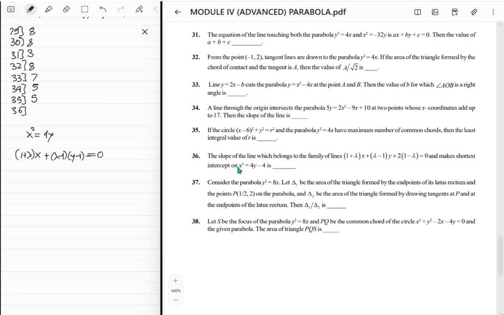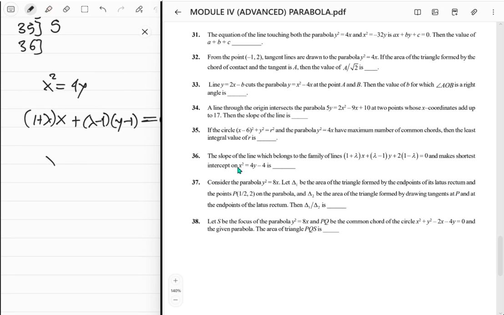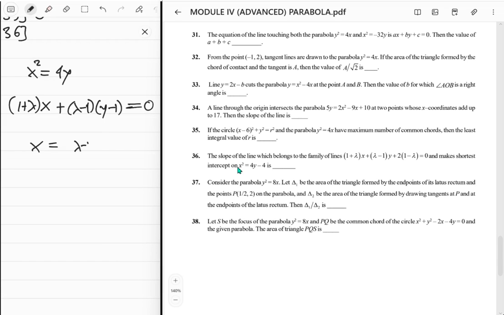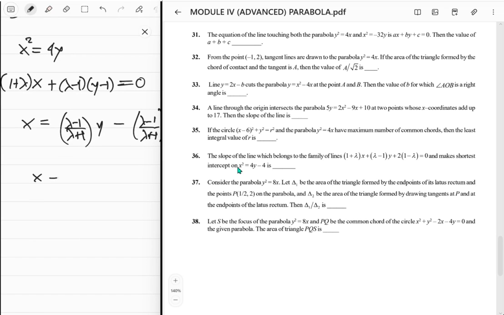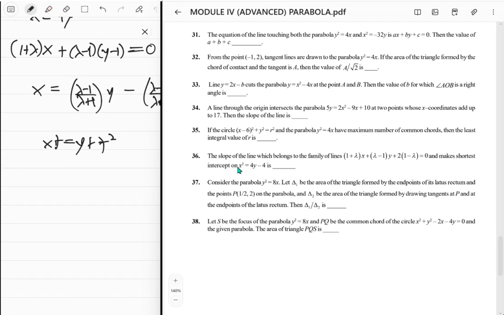Okay, so let's try to simplify this first. x = (lambda - 1)/(lambda + 1) y minus the same stuff, so minus (lambda - 1)/(lambda + 1). What I'm thinking is, the tangent equation would be xt = y + at^2, right? a is just 1, t^2 over here. So if this matches up with this thing, we're basically done, right?